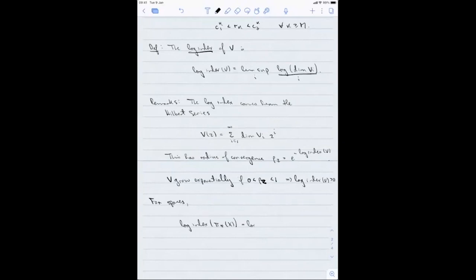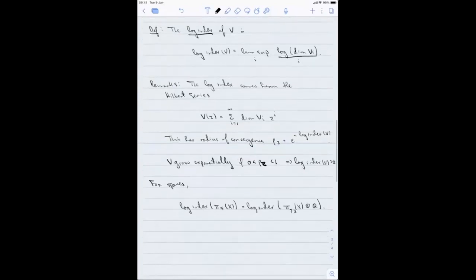So this is the log index of all of the rational homotopy groups in dimensions bigger than or equal to 2. And so it's just keeping track of the rational information.